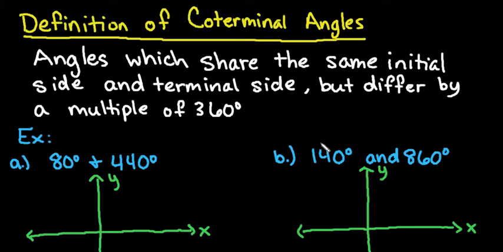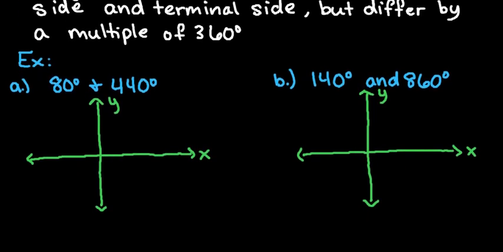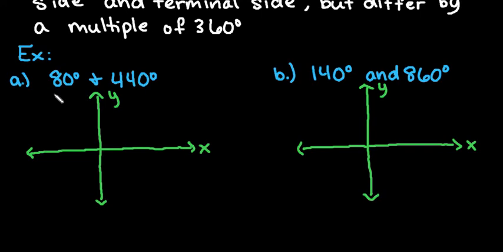So I have a couple of examples here so you can see why they are coterminal, how they start at the same place and how they end at the same place. So the first example that I have is 80 degrees and 440 degrees. So let's look at these and figure out why they are considered coterminal.